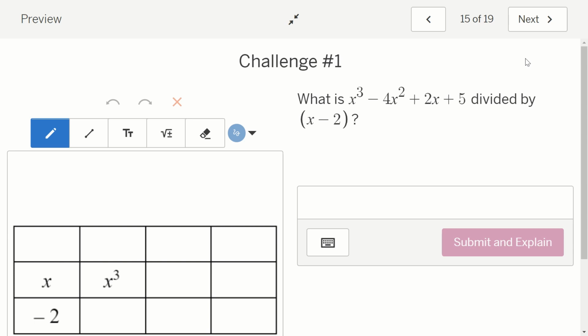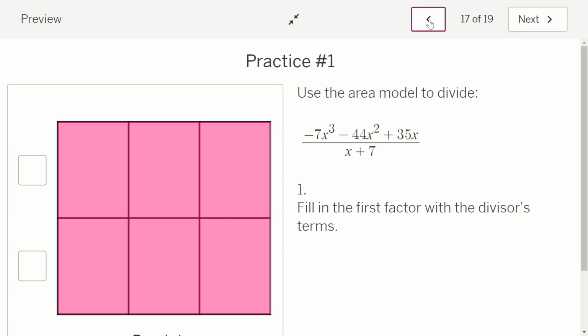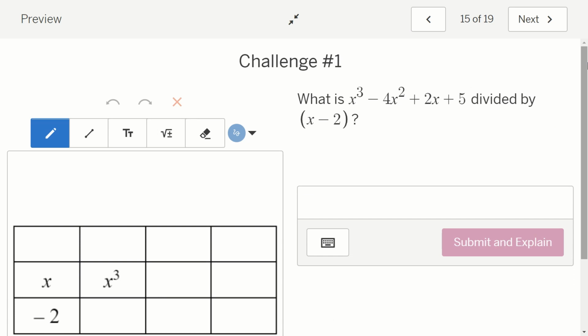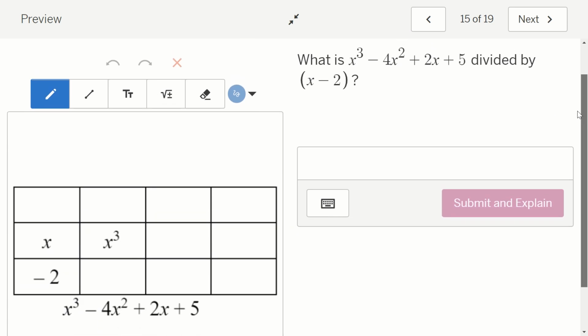Okay. So now we get to some challenge problems. Challenge 1, challenge 2. Let's do these two in class. So go ahead and pause the video and do challenge number 1. And then we'll go over it, and then we'll do challenge number 2, and then I'll give you what your actual assignment is going to be.